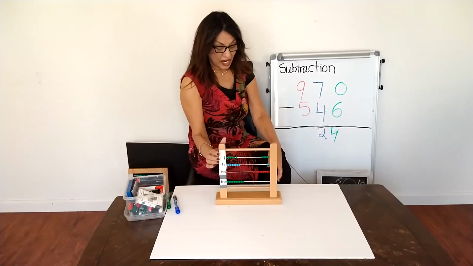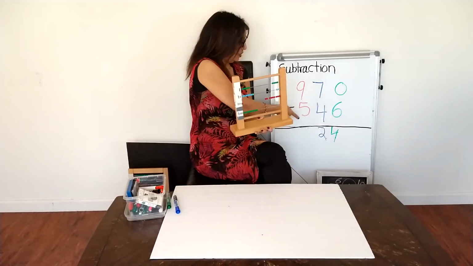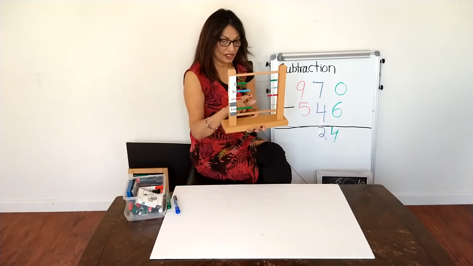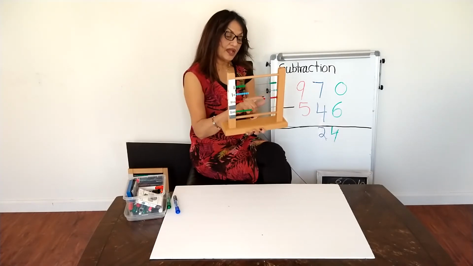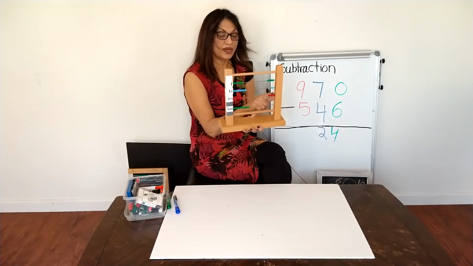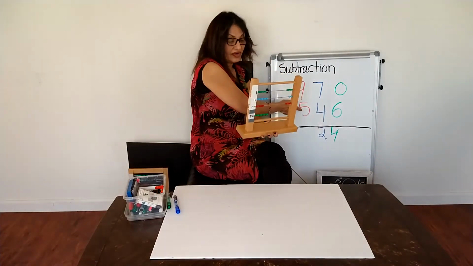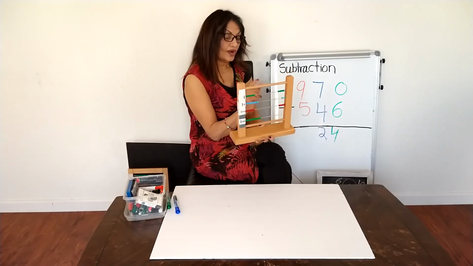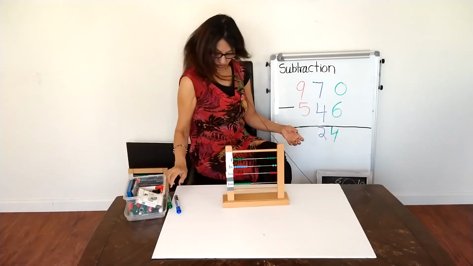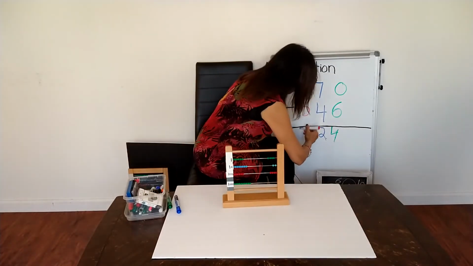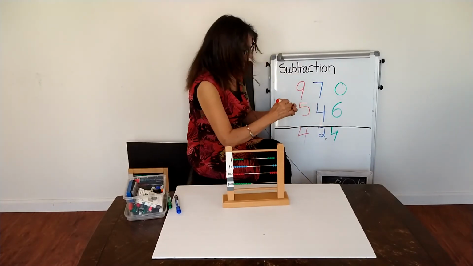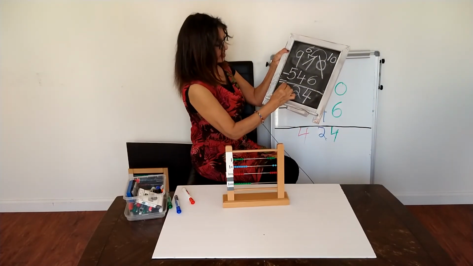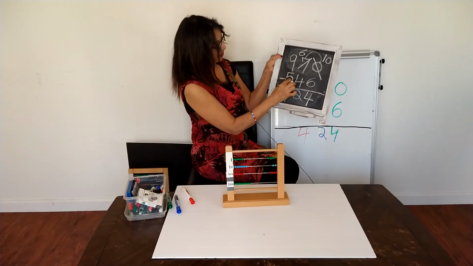Let's see, give away hundreds. How many hundreds do we need to give away? 5 hundreds. 100, 200, 300, 400 and 500. How many hundreds are left over after giving away 500? So let's see. 100, 200, 300 and 400. So let's write down 400 here. I am going to write down over here also 400. 9 take away 5 is 4.